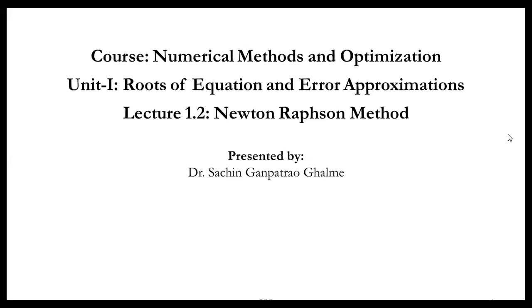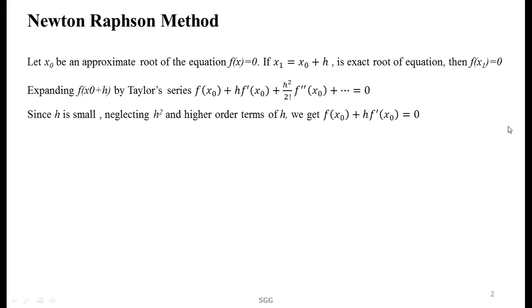In an earlier lecture, we have already covered what algebraic and transcendental equations are, and one numerical method known as the bisection method for the solution of algebraic and transcendental equations. Newton Raphson method is also used to determine the roots of algebraic and transcendental equations. Basically, the Newton-Raphson method is an open-end method, while the bisection method is a bracket method, which requires two initial approximations, while Newton-Raphson method requires only one initial approximation.